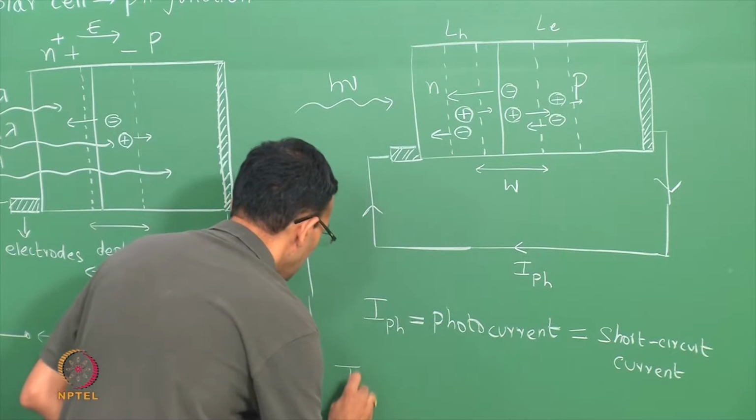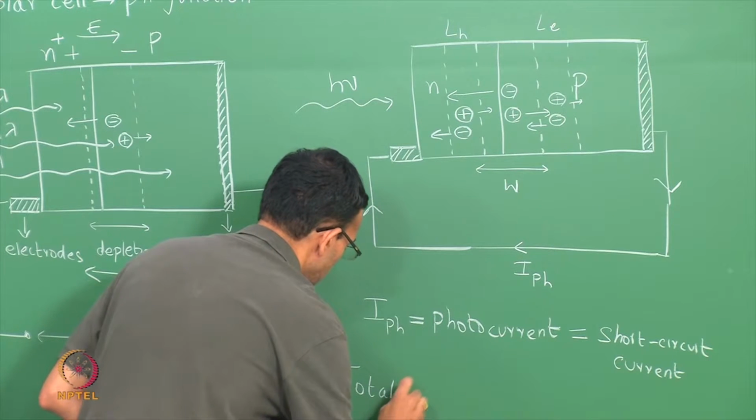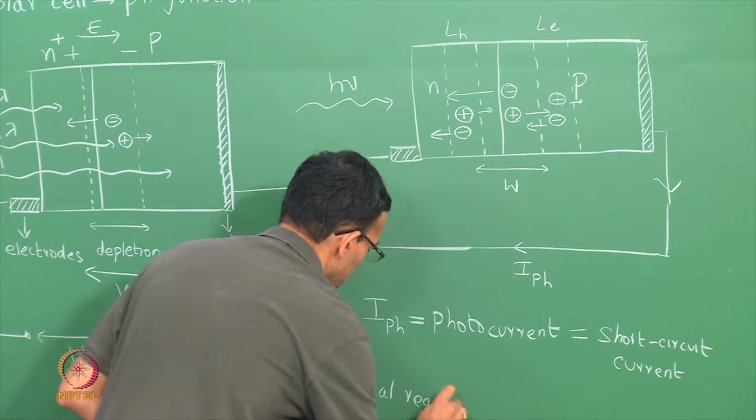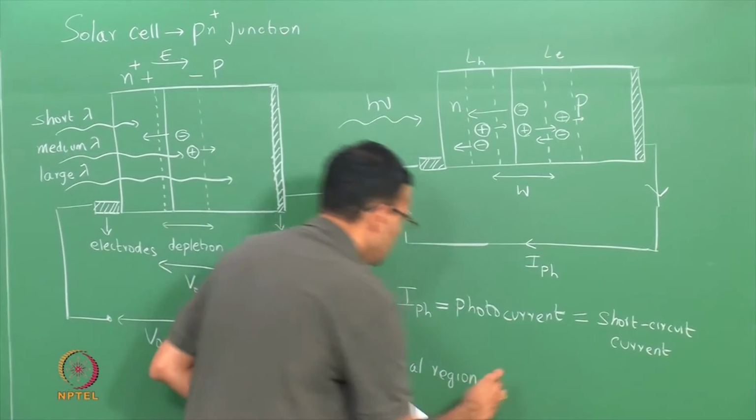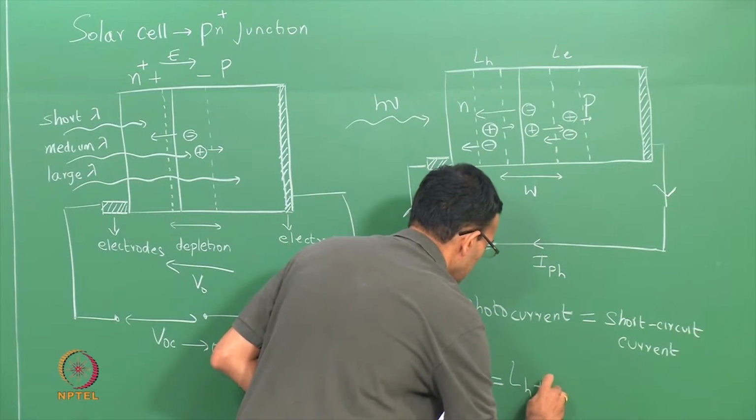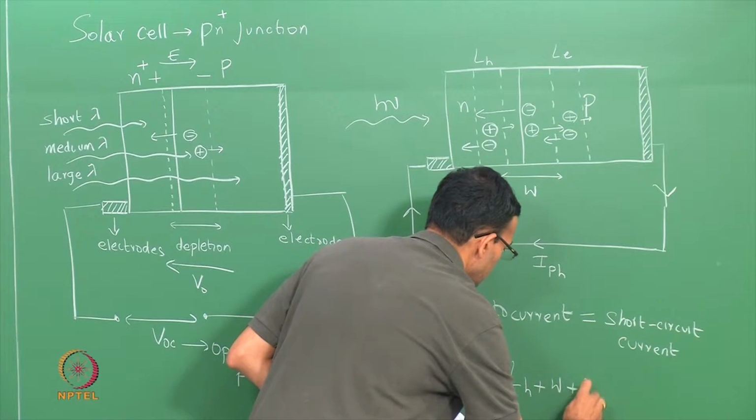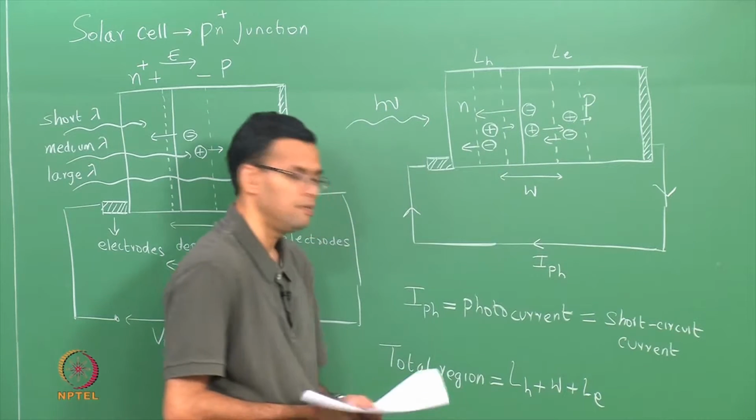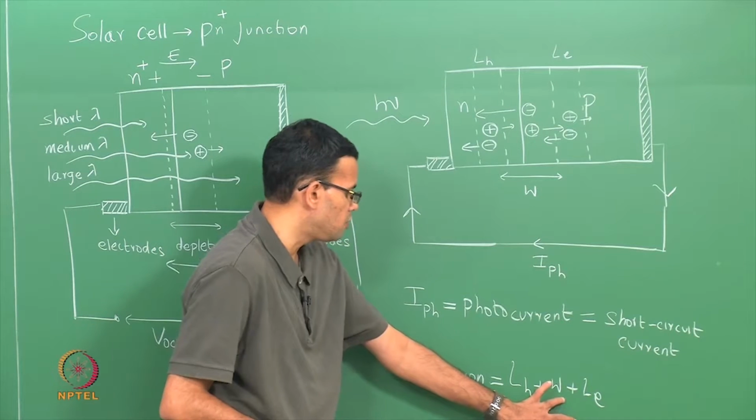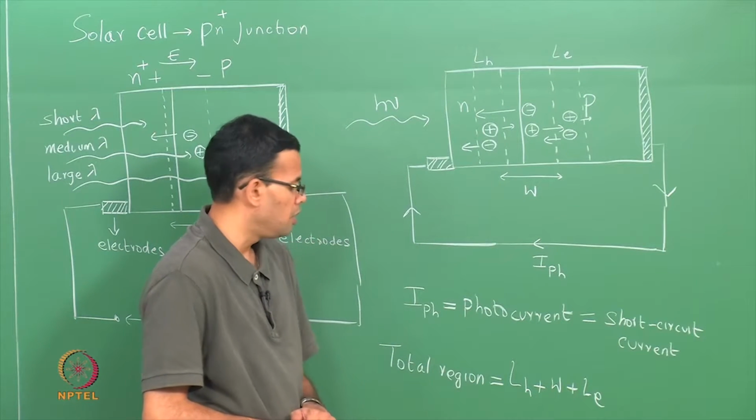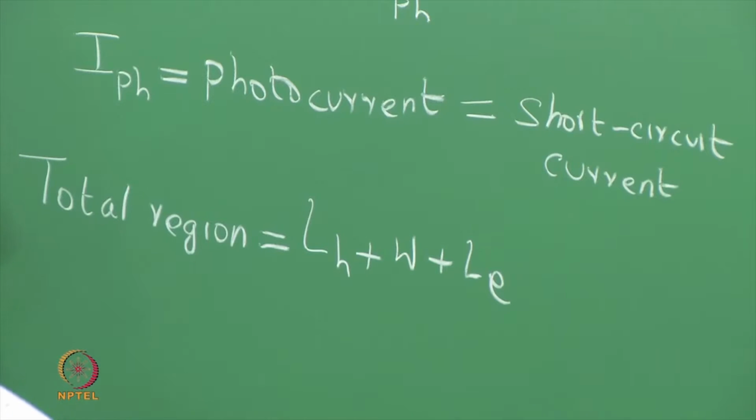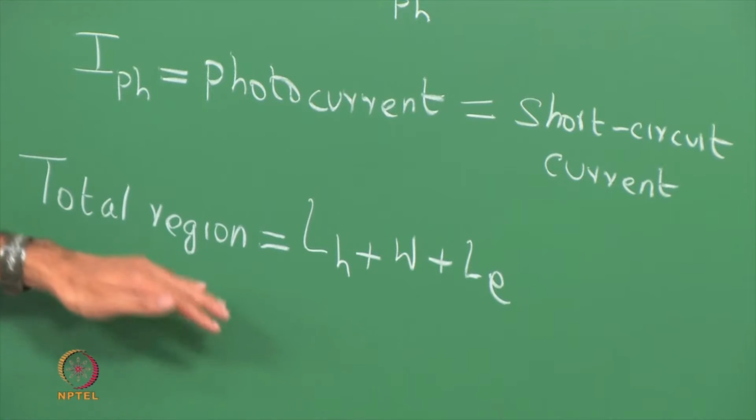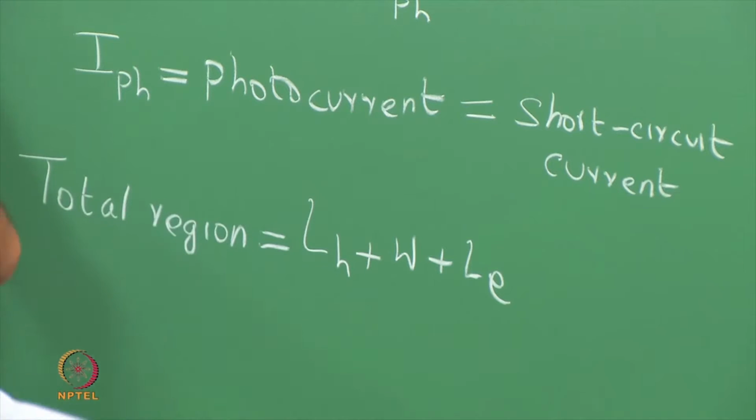So, the total region from which current is generated is LH plus W plus LE. It not only comes from the depletion region, but also from the diffusion regions in both the N and the P side. So, electron holes generated from this region contribute to the current.